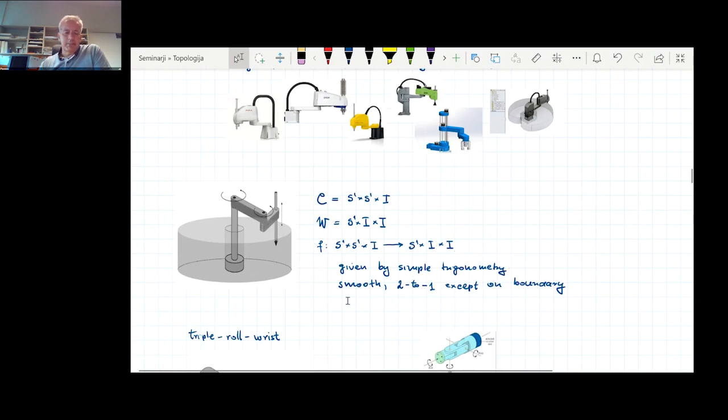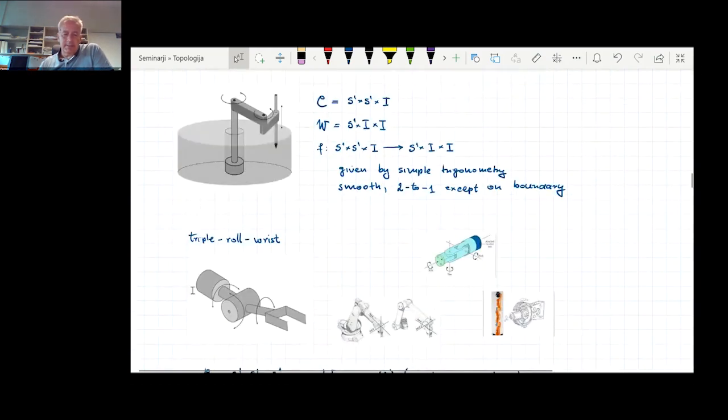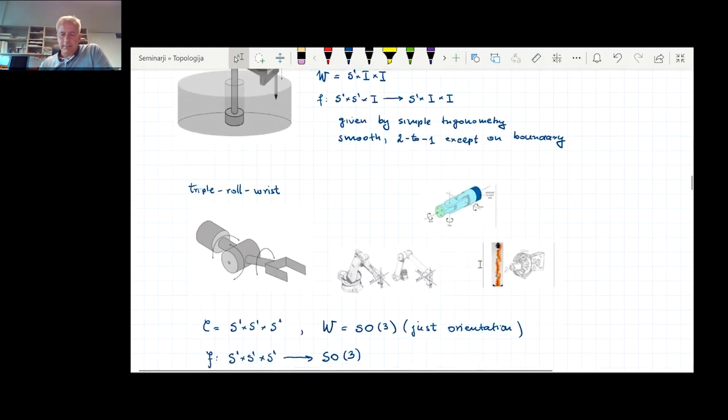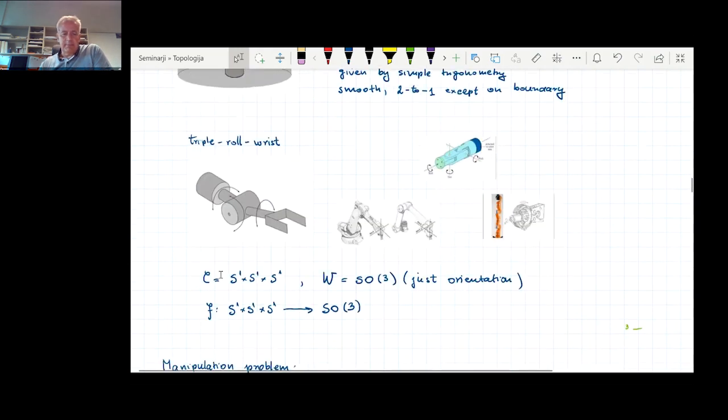trigonometry. It's a smooth map. It is 2 to 1, except on the boundary. So on the boundary you have some singularities. Then there are other examples. For example, this picture is schematic for the so-called triple roll wrists. Again, there are engineering realizations of this, and again, it's a map from, now you have 3 rotational joints, and it maps, if you want, only to rotations. So you have a map like this.